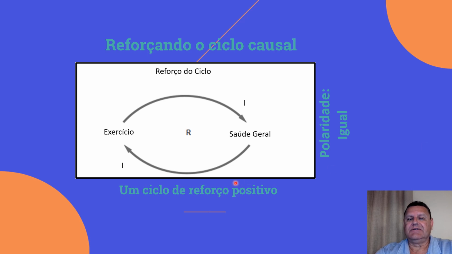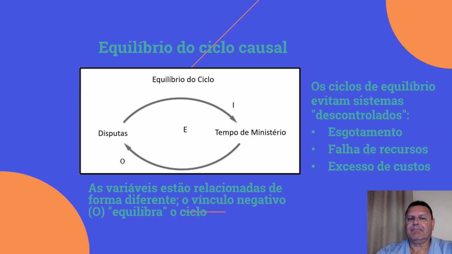Here's a positive reinforcing loop. Now, for example, as we exercise, our overall health goes up, and as our overall health increases, we exercise more. That's a virtuous loop, but that's still a reinforcing loop. It's a positive reinforcing loop, not a negative one. The polarity is the same.